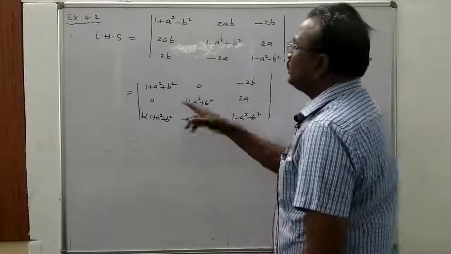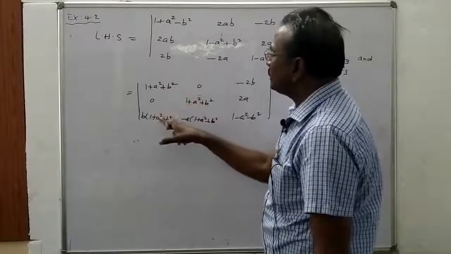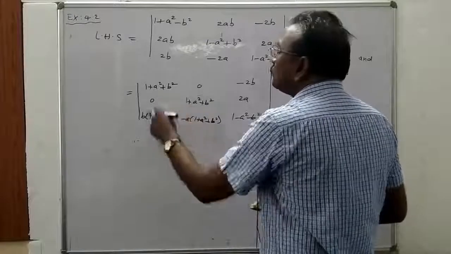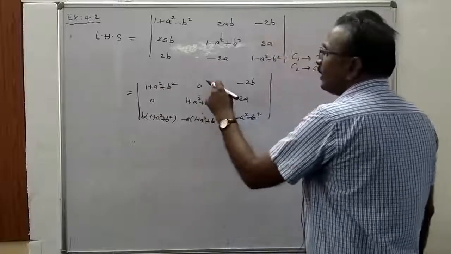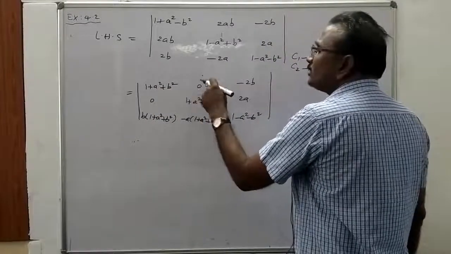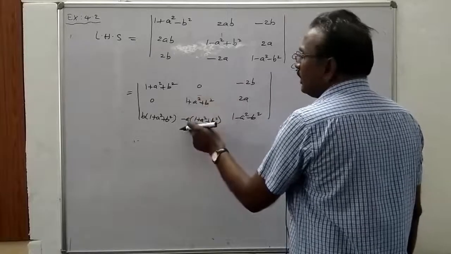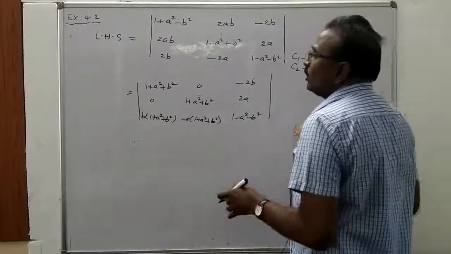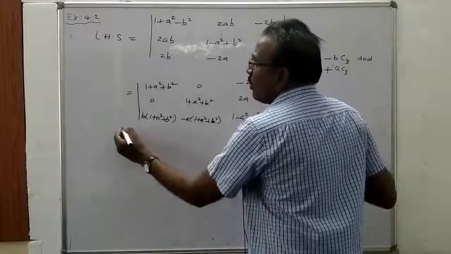Observe this, here 1 plus a square plus b square, 0 into 1 plus a square plus b square, b into 1 plus a square plus b square. So therefore in the first column 1 plus a square plus b square common. Similarly in the second column also 0 into 1 plus a square plus b square, 1 into 1 plus a square plus b square, minus a into 1 plus a square plus b square. So in the second column also having 1 plus a square plus b square common.